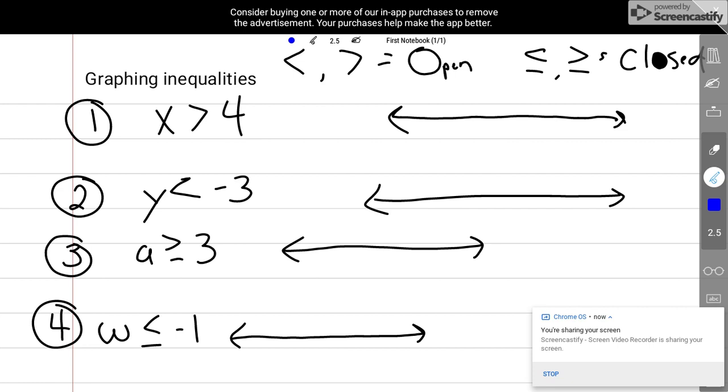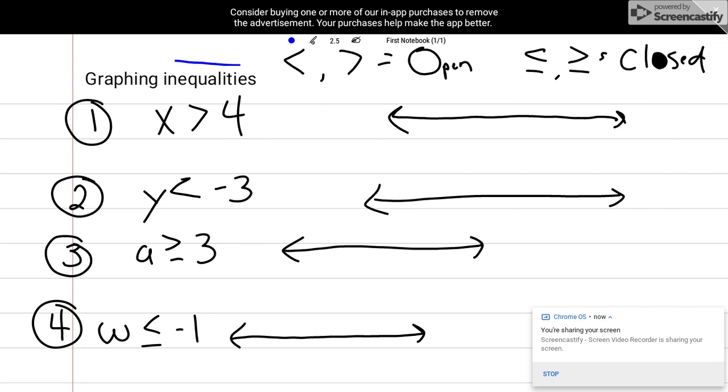So let's look at this very first one here. The way we're going to read this is x is greater than 4. You can see that the inequality sign is actually open to the x. Whatever that sign is open to, that is what is going to be larger.